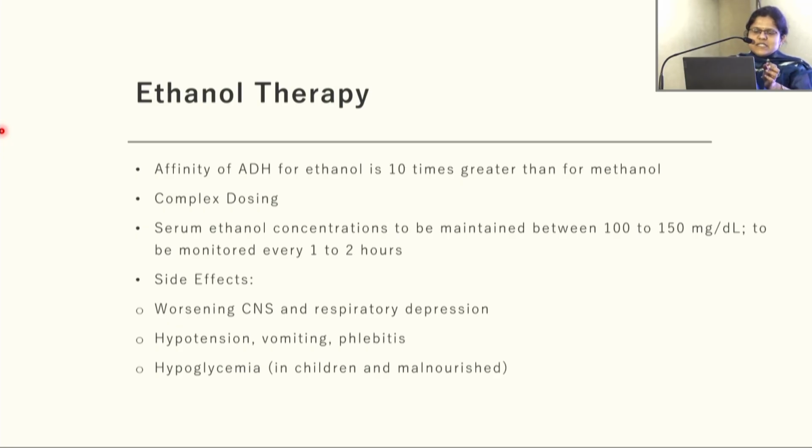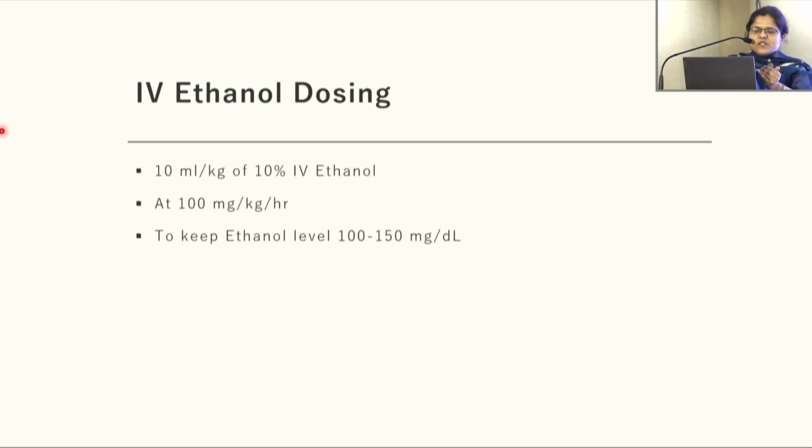What are the side effects? Worsening CNS and respiratory depression, hypotension, vomiting, phlebitis. You might need a central line to infuse IV ethanol, and hypoglycemia in case of children and malnourished. IV ethanol dosing is 10 ml per kg of 10% IV ethanol, at the rate of 100 mg per kg per hour. And you have to keep the ethanol level between 100 to 150 milligrams per deciliter.